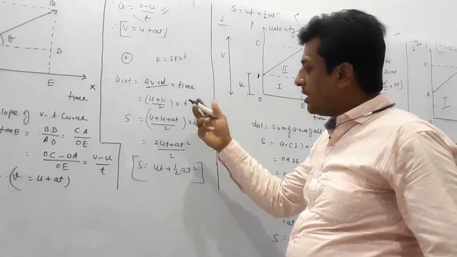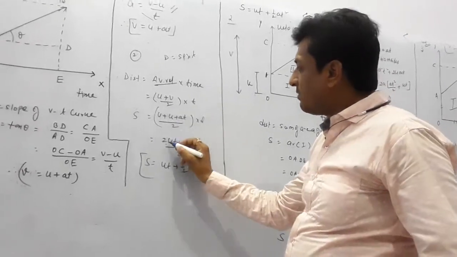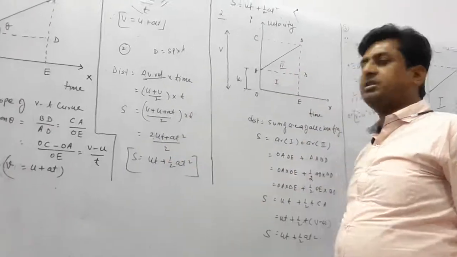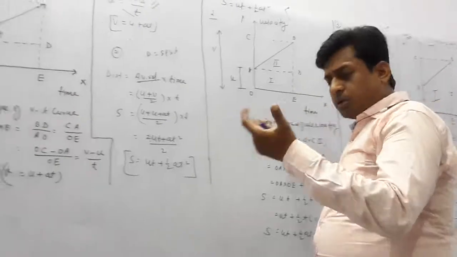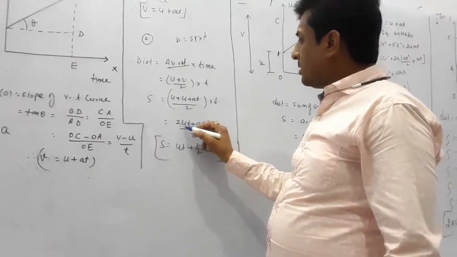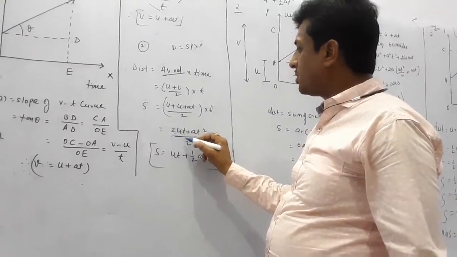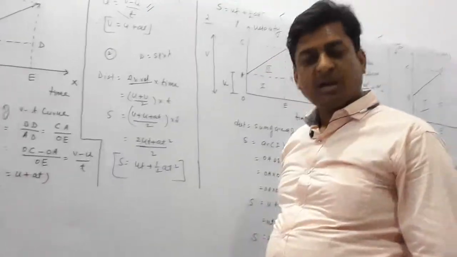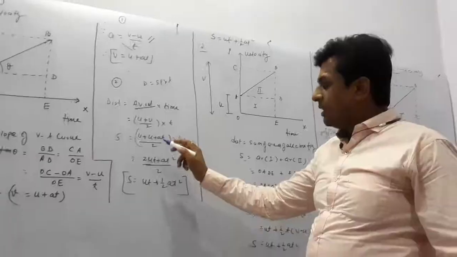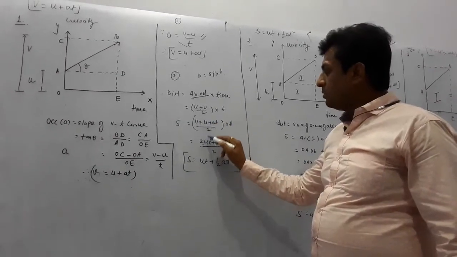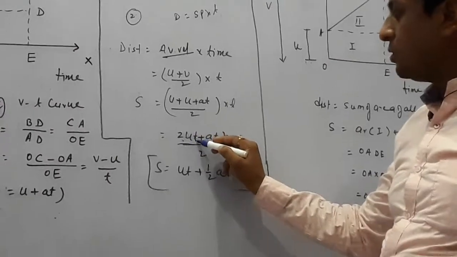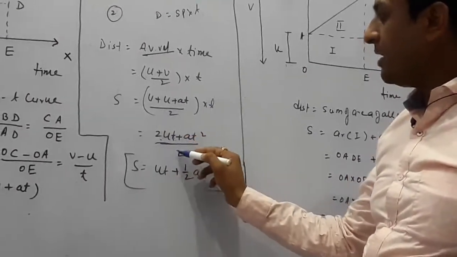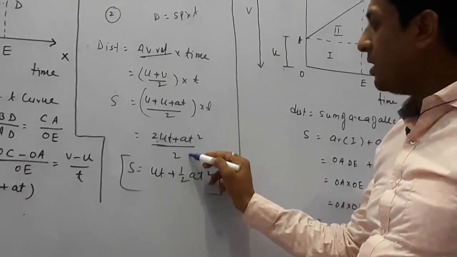Now this u and u becomes 2u, multiplied by t, that will be 2ut plus at square, divided by 2. In fact, sorry, not cross multiply, you divide this 2ut by this 2, so you will get ut here and at square upon 2, so s equals ut plus half at square. Understand? I said that u plus u becomes 2u and t multiply, so this is 2ut, and at multiplied by t gives at square, divided by 2. Then separately when you divide this 2 from here and from here, you will get this result.